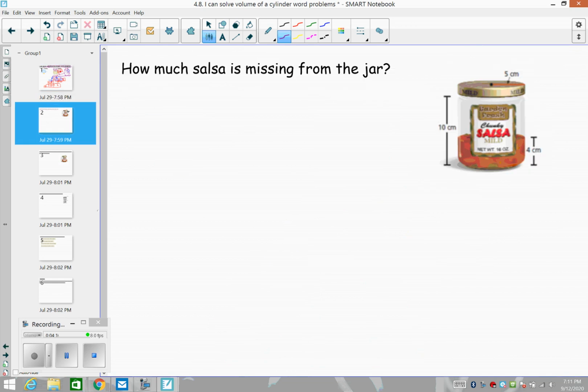How much salsa is missing from the jar? Now we know that this is a volume problem, right? Because it is a three-dimensional cylinder and we're talking about salsa, how much is inside or how much does it hold.